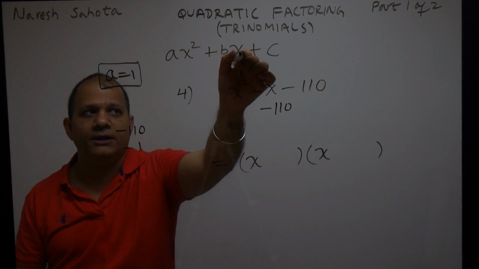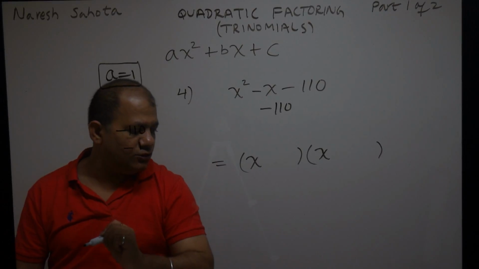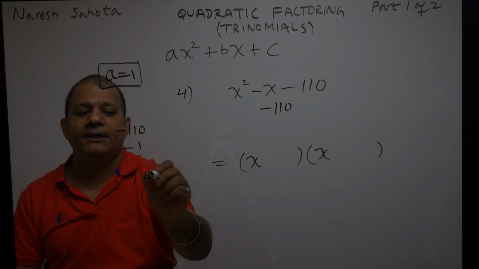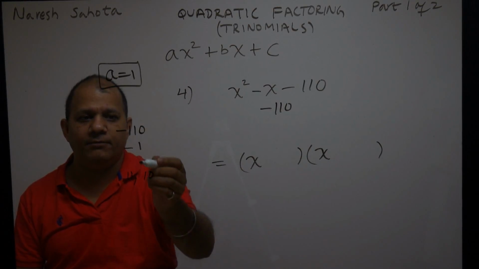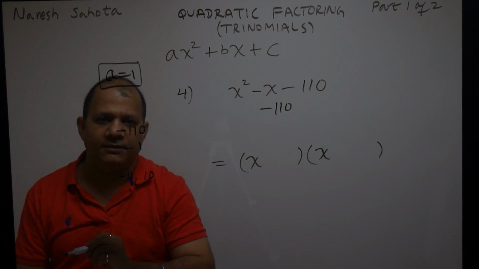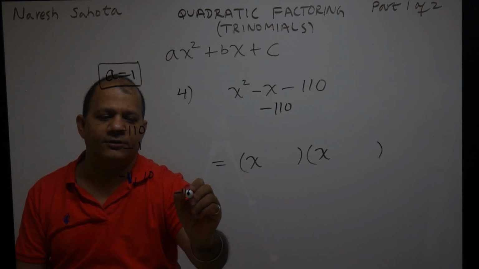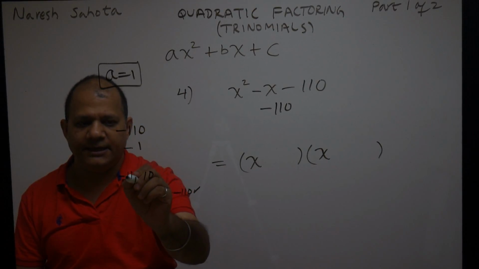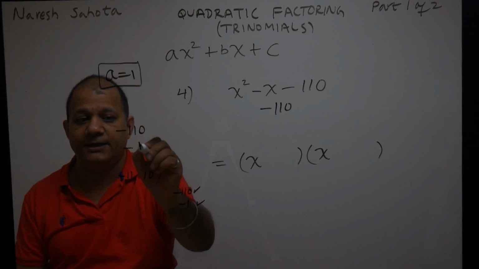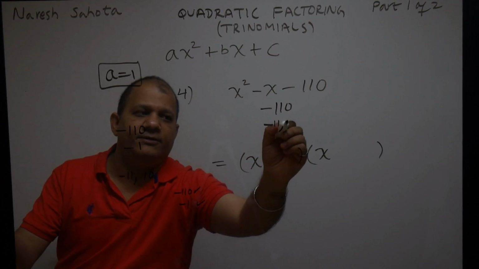So b is the coefficient in front of x, and in front of x we have negative 1. So let's find two numbers. 11 times 10 is 110. Now I want negative, so one of them has to be negative. Let me try the negative on the 11. So negative 11 times 10 gives me negative 110. Now when I add these, negative 11 and plus 10, do I get negative 1? Yes, I do. Negative 11 plus 10 is negative 1. So there you go, I found it. The two numbers are negative 11 and 10.